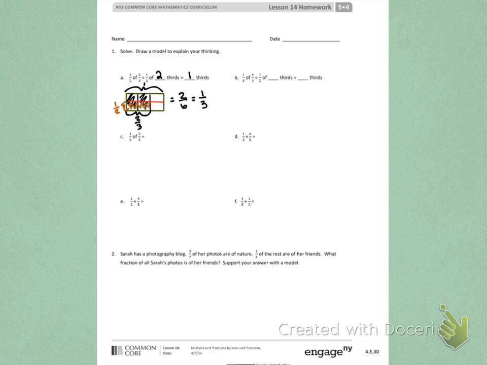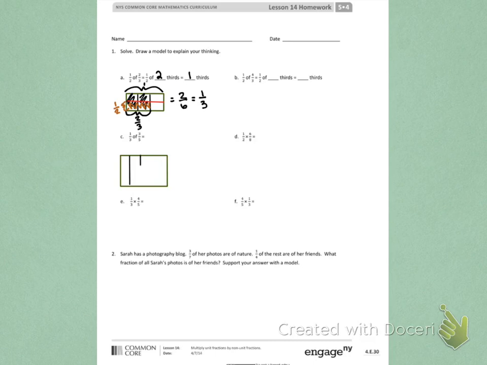Let's do the same thing for letter C. We want to take 1/3 of 3/5. So we need to start by drawing what 3/5 looks like, because we need to figure out what 1/3 of that is going to be. So let's start with 3/5. So that's my one whole.